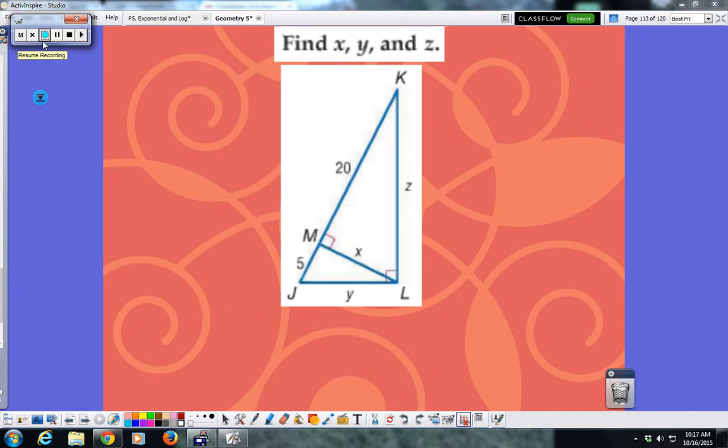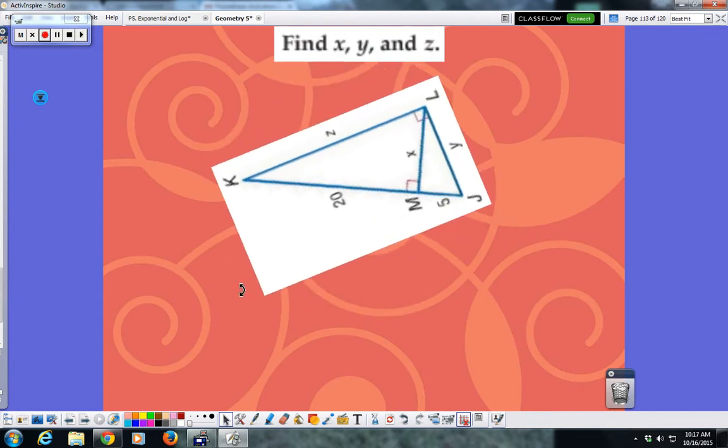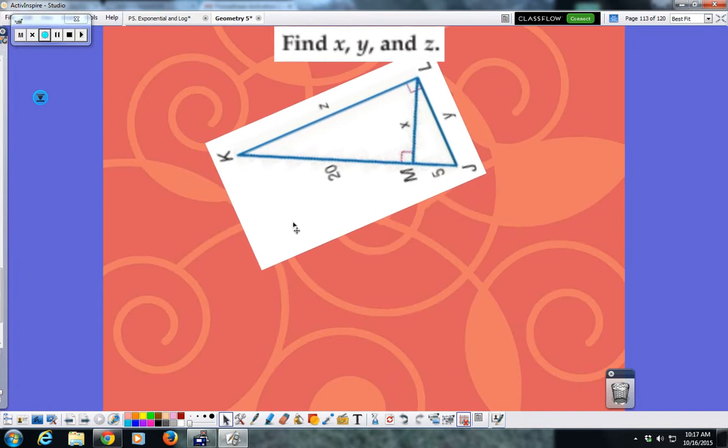Okay, first problem. You have that scenario, but to make it look better, let's do this. That's what you're used to seeing it look like. So let's spin this thing around, and let's try to find X, Y, and Z. All you're given is that this little piece is 5 and this piece is 20. Here's the three scenarios. The height is the geometric mean between the two pieces. This side length is the geometric mean between the small piece and the whole piece. This side length is the geometric mean between this piece and the whole piece. So let's start with X.